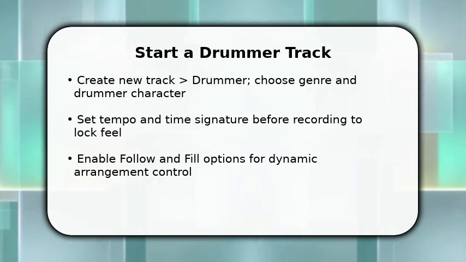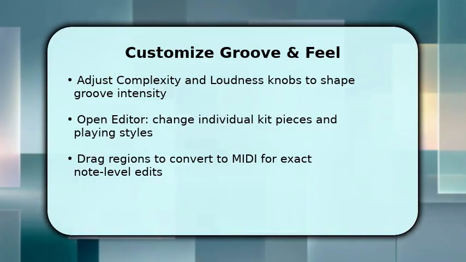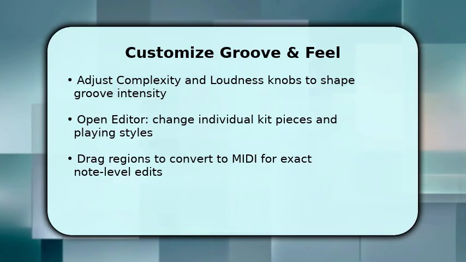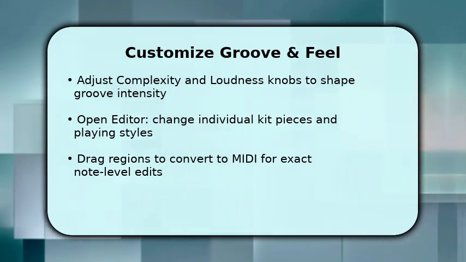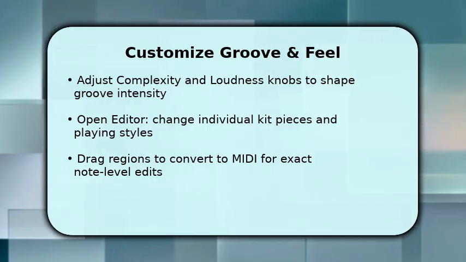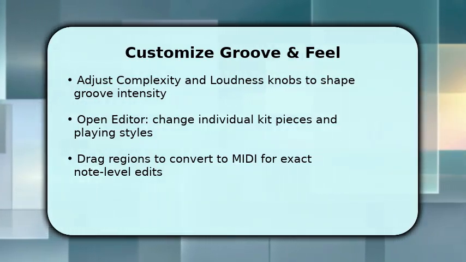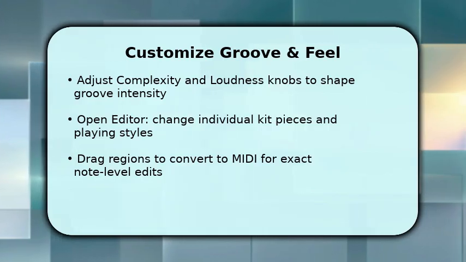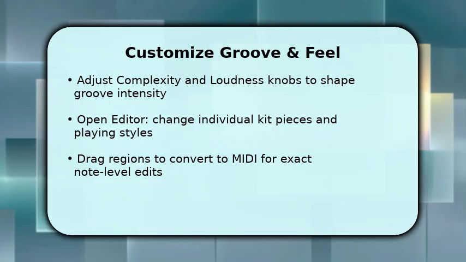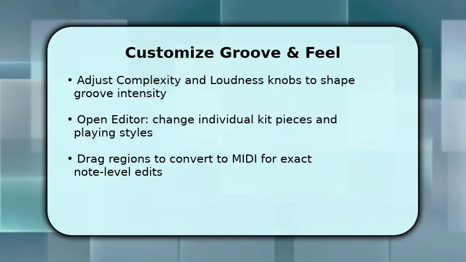Once the basic drummer part is playing, you shape its behavior by tweaking complexity and loudness to match your arrangement's energy. Higher complexity adds rhythmic variation while loudness changes attack and presence. Open the drummer editor to swap cymbals, tom patterns, and hit type so that each part complements your track. If you need microcontrol, convert a region to MIDI, then tweak velocities, quantize lightly, or move hits. This is why you start with performance, then refine with MIDI for precise edits.